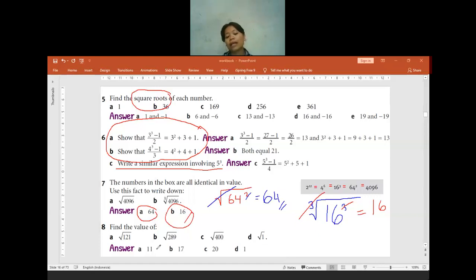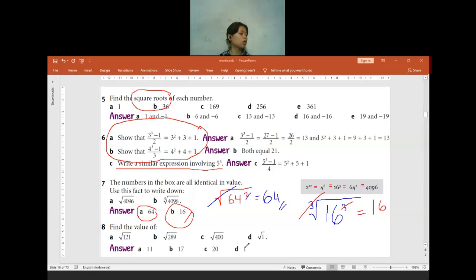Without the negative sign in front, it means we take the positive answer. Square root of 289, the answer will be 17, not 17 and negative 17. Square root of 400, it will be 20. Square root of 1, the answer is 1.